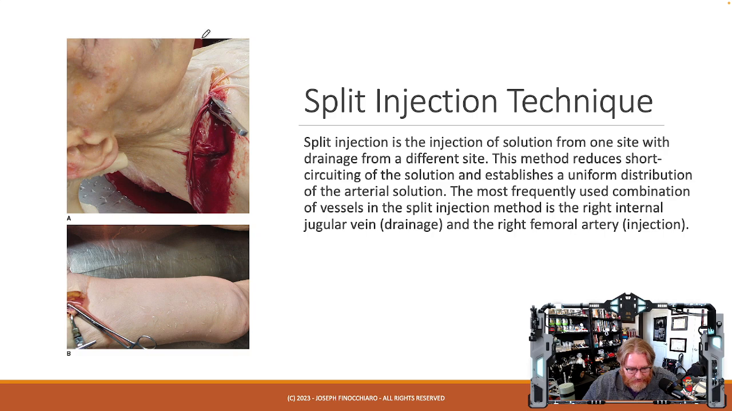Now, split injection. Split injection is the injection of solution from one site with drainage from a different site. This method reduces short-circuiting of the arterial solution and establishes a uniform distribution of the arterial solution. The most frequently used combination of vessels in the split injection method is the right internal jugular vein and the right femoral artery.